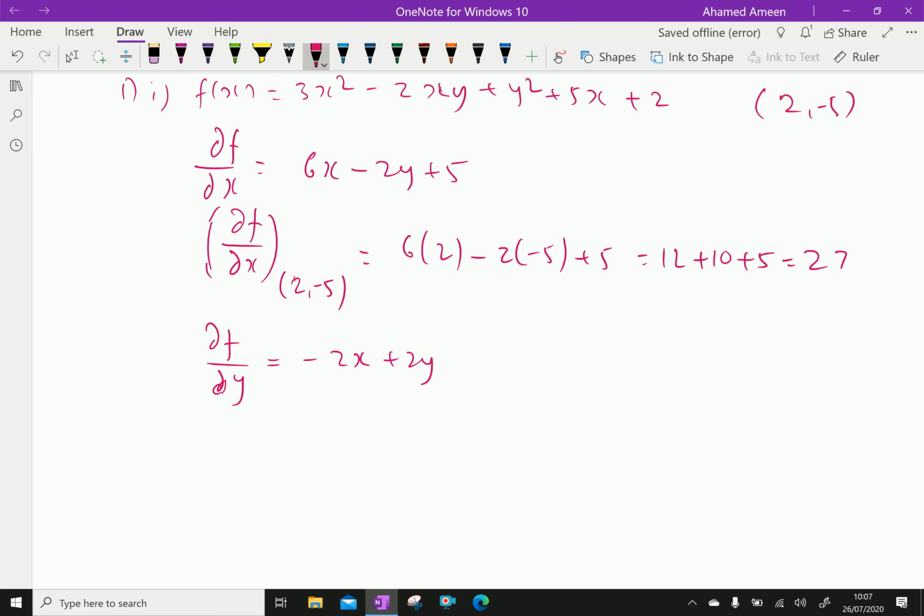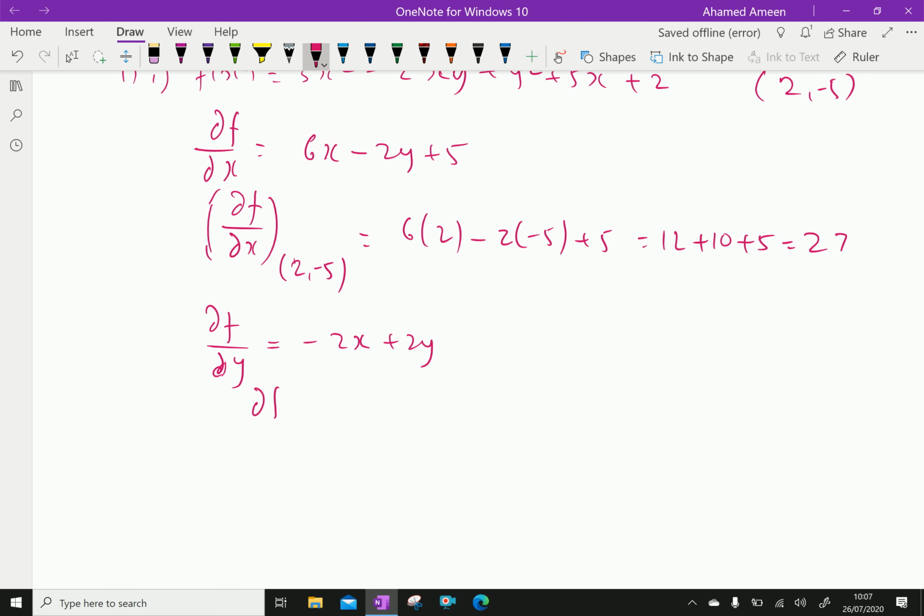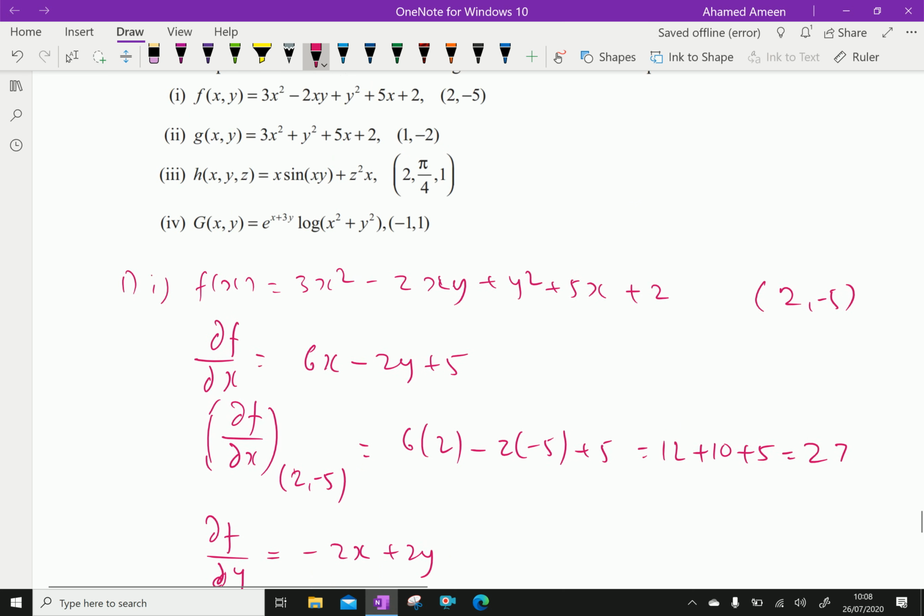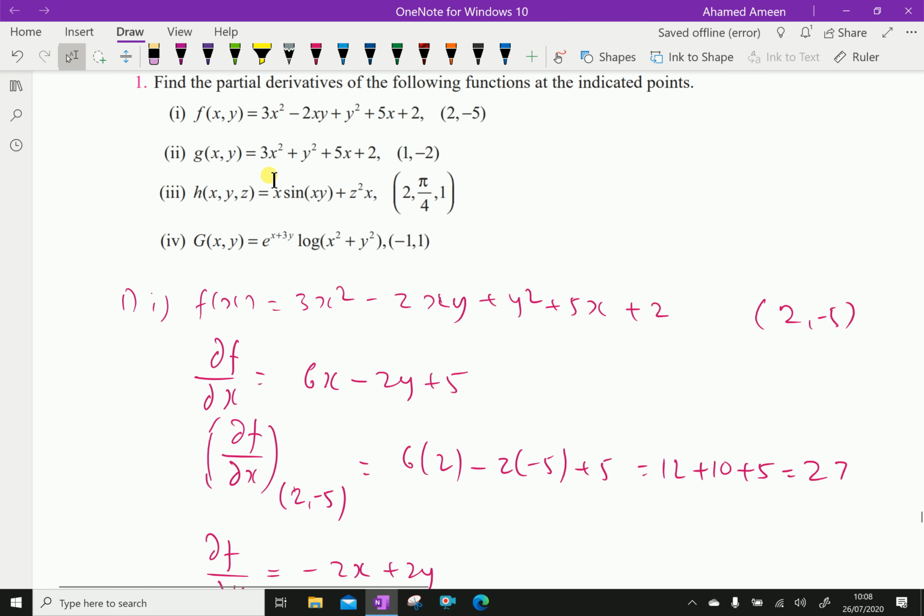Therefore, dou f by dou y at the point (2, -5) is minus 2 into 2 plus 2 into minus 5, which equals minus 4 minus 10, which equals minus 14. Question number 1 finished.